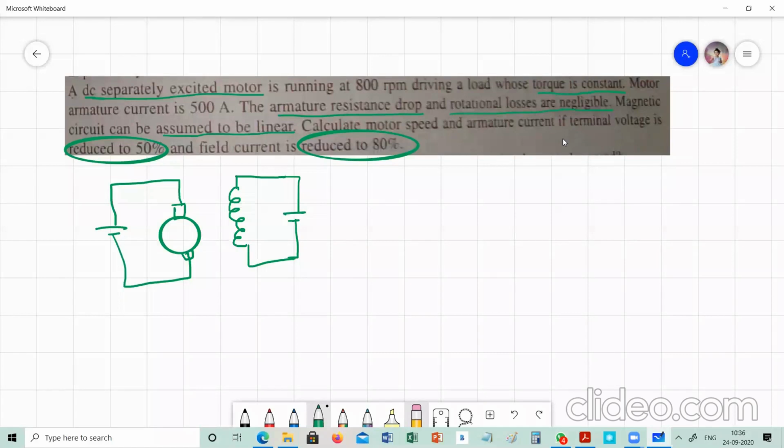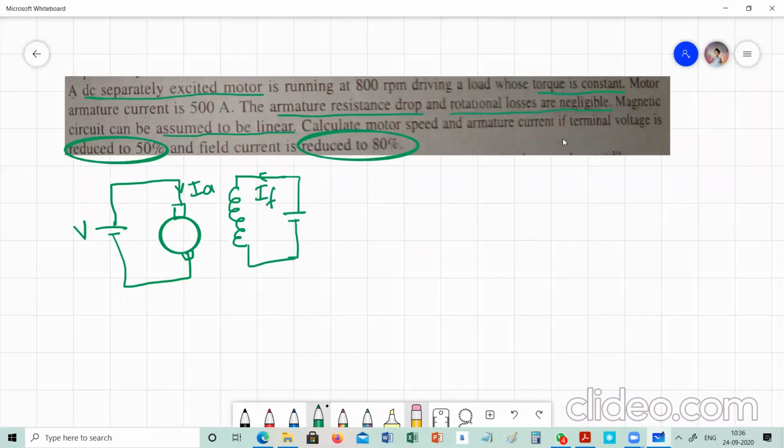As per the nomenclature, I will use the same symbols. So source voltage is V, the armature current is IA, the field current is IF. Now we will solve the problem.